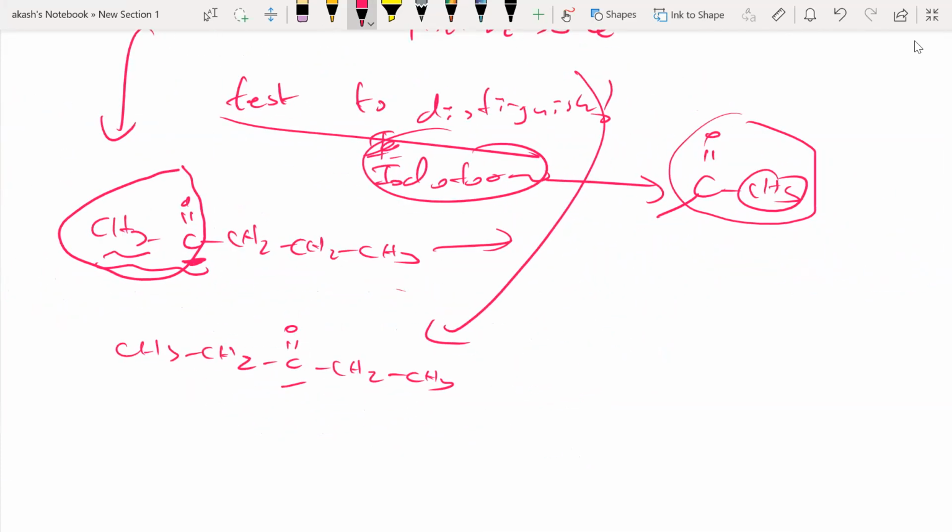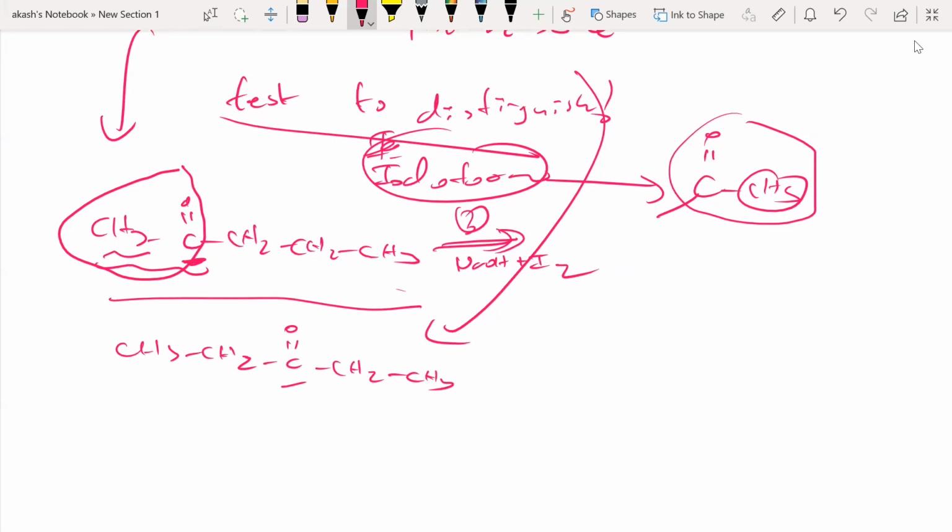So can you complete the test, everybody? Can you write the iodoform reaction for this? What is the reagent used for the iodoform reaction? NaOH, sir. NaOH only? NaOH plus I2. NaOH with I2. Okay, good.